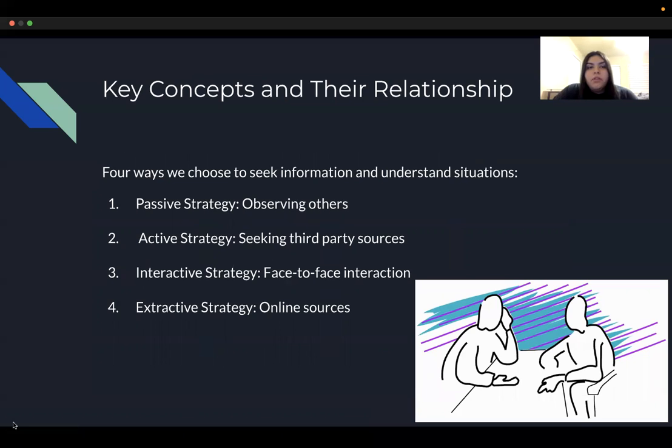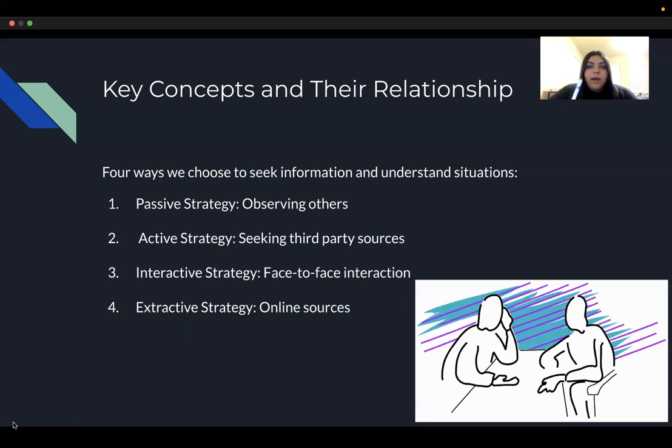I will be going over the key concepts and their relationship. So going over the uncertainty reduction theory, it is basically to reduce uncertainty. This is to help people feel comfortable in situations they're not aware of or having trouble understanding. And this is where our communication skills come in handy. And there's 4 ways that we typically use this in our day-to-day life without even realizing it.